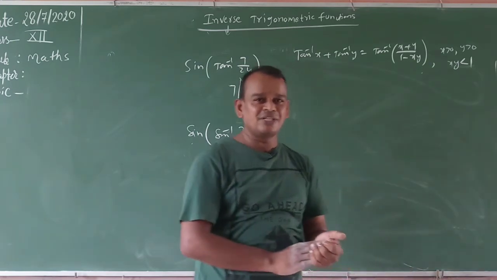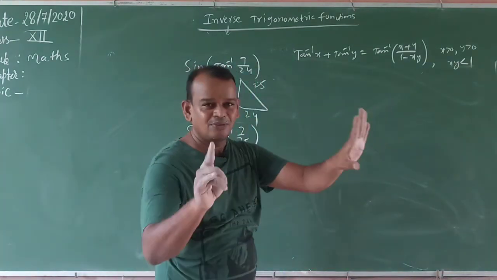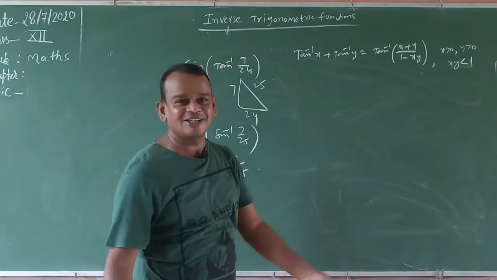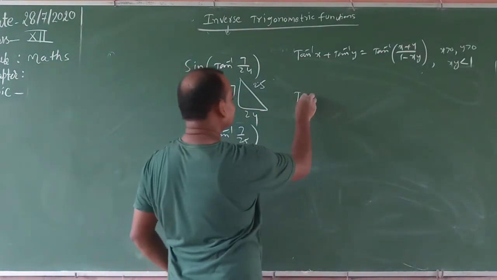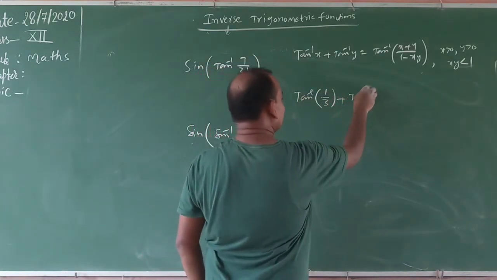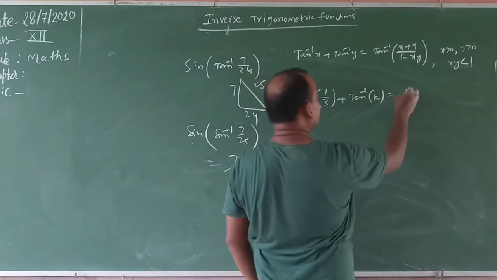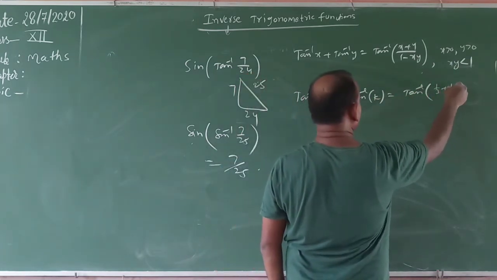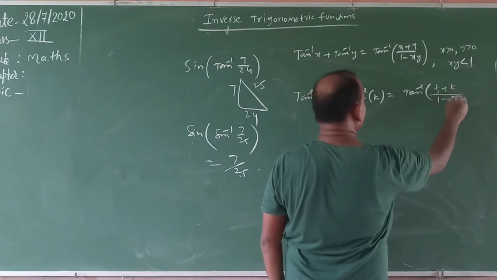In the last 2020 CBSE exam, a 1 mark objective question was asked based on this. What is that? Listen carefully. tan inverse of 1 by 3 plus tan inverse of k is equal to tan inverse of (1 by 3 plus k) by (1 minus k by 3).